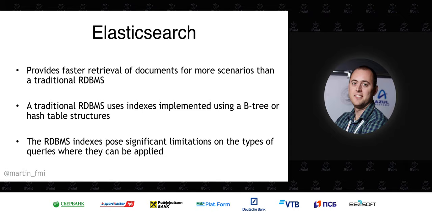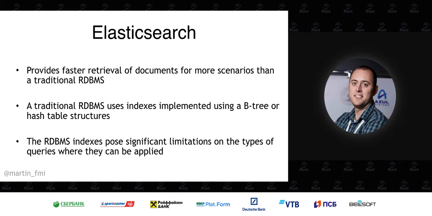One can think of, we are using an inverted index to store data in Elasticsearch, but how is that better than, for example, using a relational database? And the thing is that traditional relational database tables also provide indexing capabilities, and they use data structures like B-tree indexes or hash table structures to index data, which of course provides a need for increased memory. However, indexes that we can apply in relational database tables pose certain set of limitations on the types of queries that we can write.